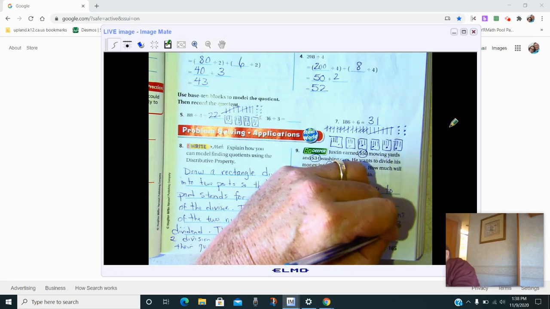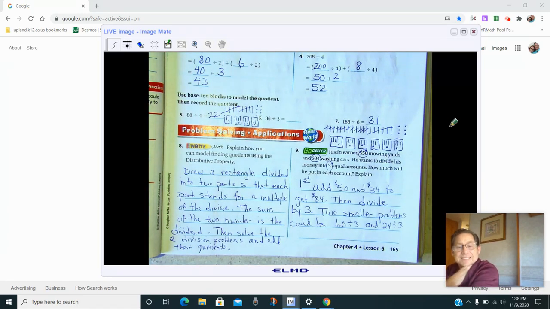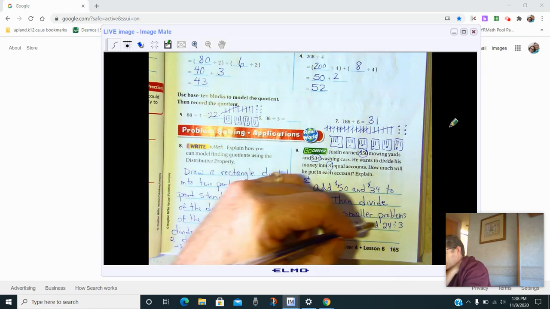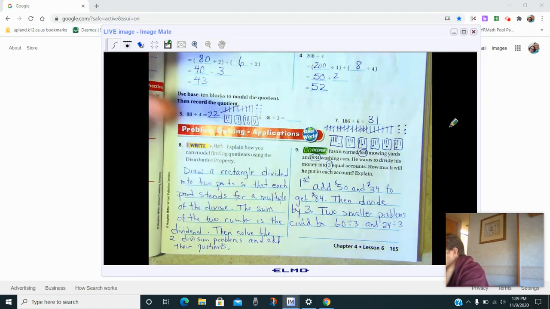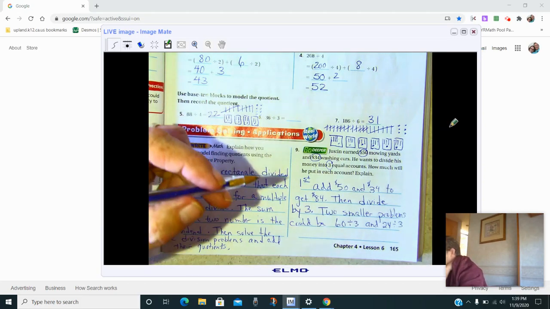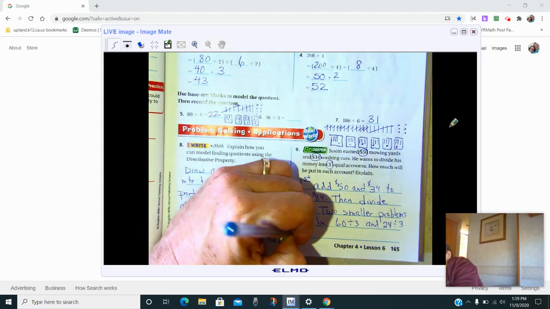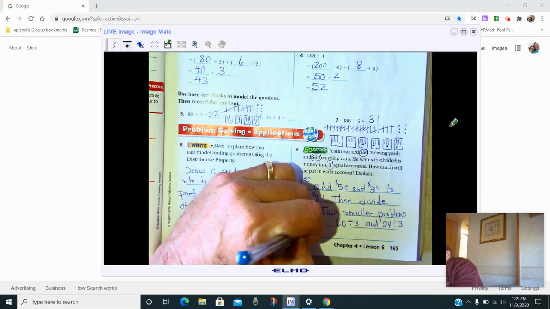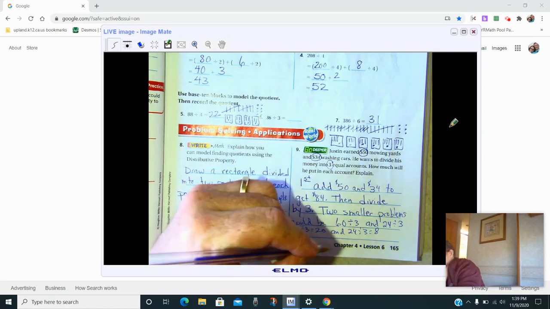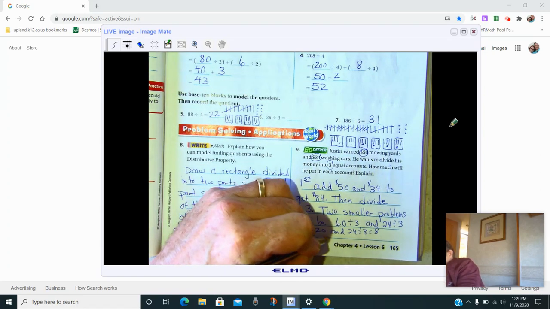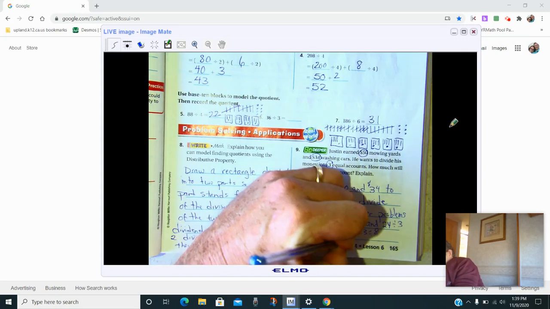Well, I know 6 is a multiple of 3, and so if I say 6 tens, that would be 60, leaving me 24. Well, I also know that 24 divided by 3 is a basic math fact. So these would be my two smaller problems. You can break them up differently if you want, but that would work the way I'm doing it. And so 60 divided by 3 equals 20. And 24 divided by 3 equals 8. So 20 plus 8 equals $28 in each account.